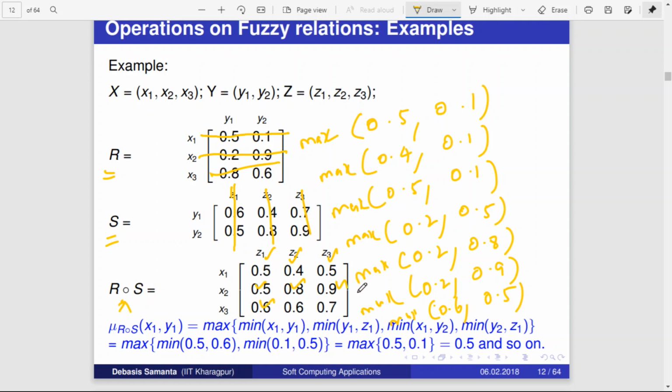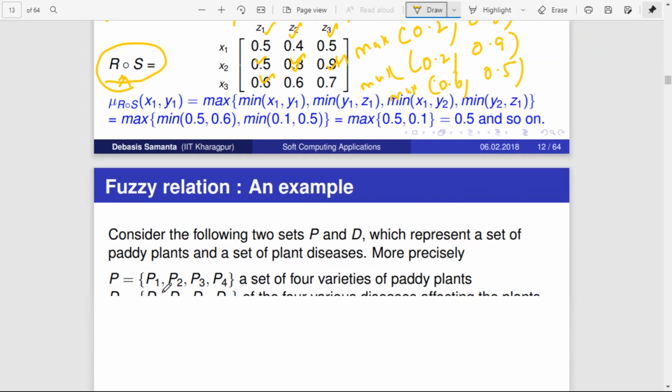So on and so forth. Next is third row and second column, 0.8 and 0.4, the min is 0.4. 0.6 and 0.8, the min is 0.6. So the max is 0.6. Next, third row and third column, 0.8 and 0.7, the min is 0.7. 0.6 and 0.9, the min is 0.6. The max of this is 0.7. So this is how we calculate the composition S.